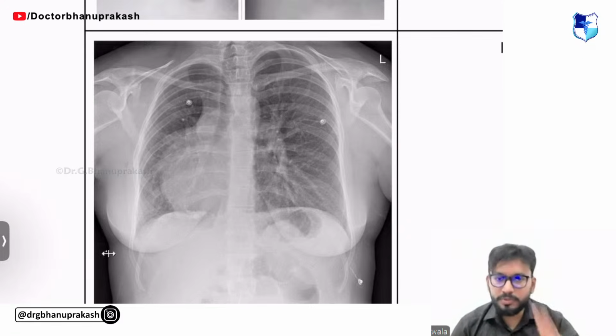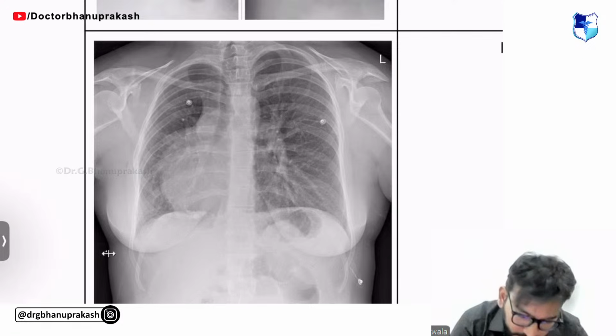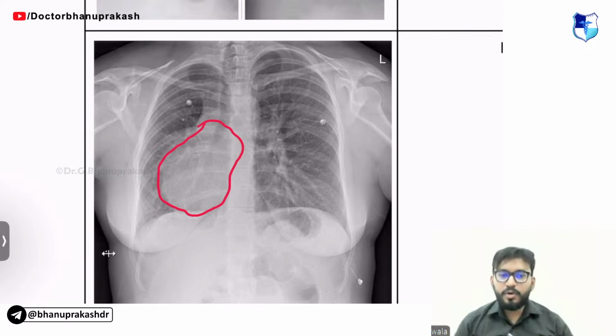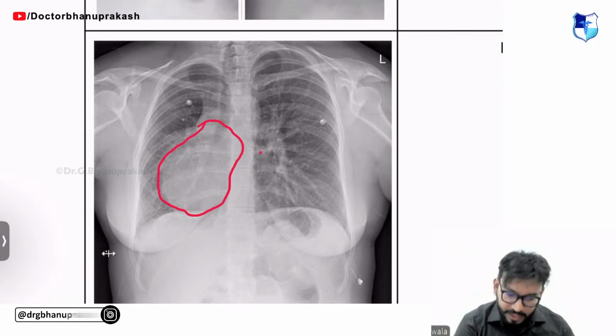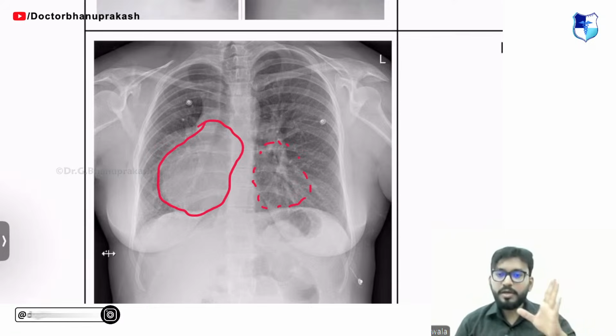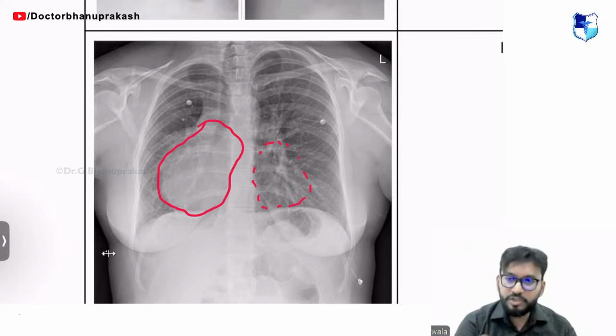So there are two terms that you need to know. Two very important terms. Look at the heart shadow, guys. Where is the heart shadow? It is on the right. On the left, there is no heart. See, the heart is missing on the left. It is towards the right. So this is dextrocardia. The heart is on the right.